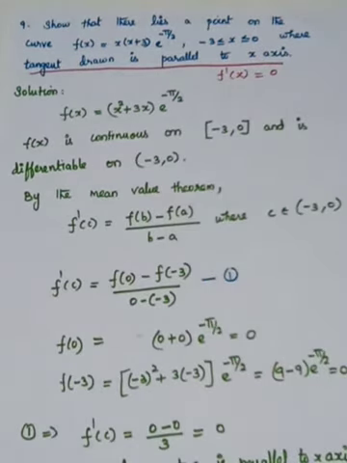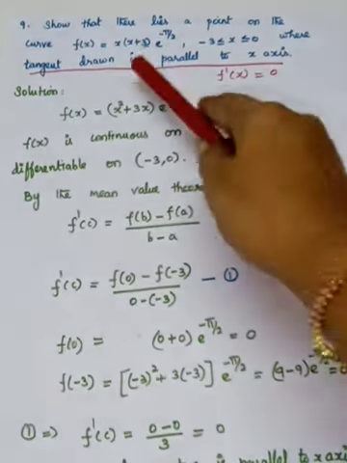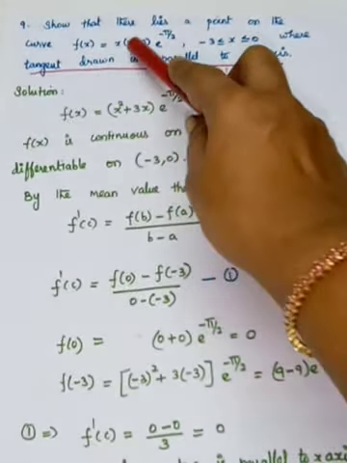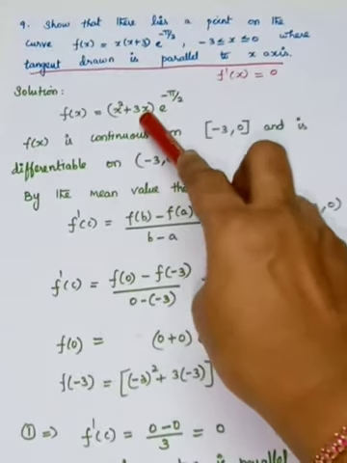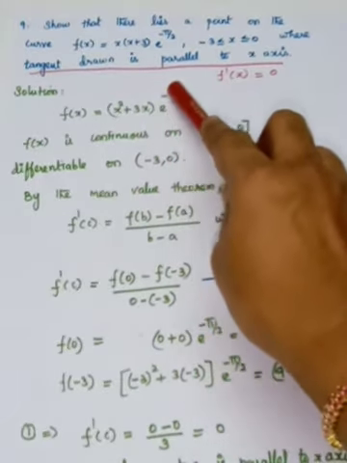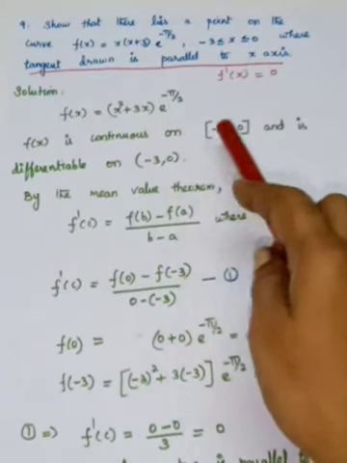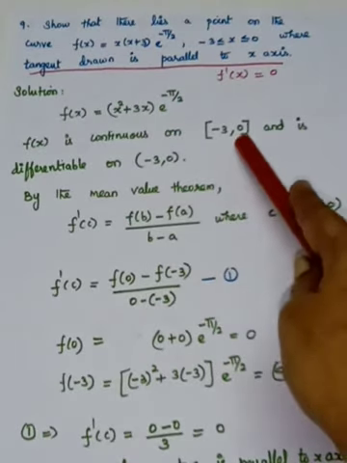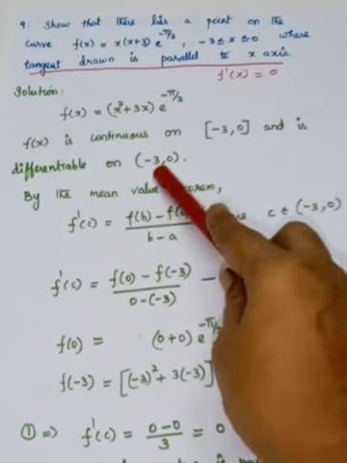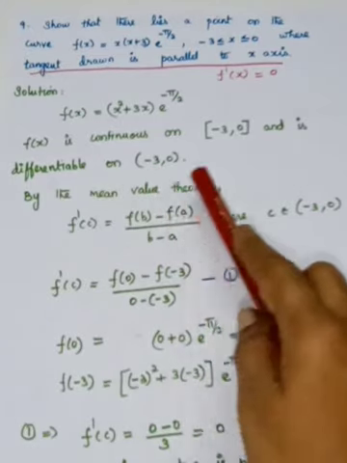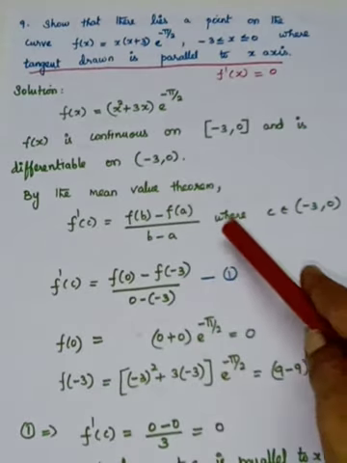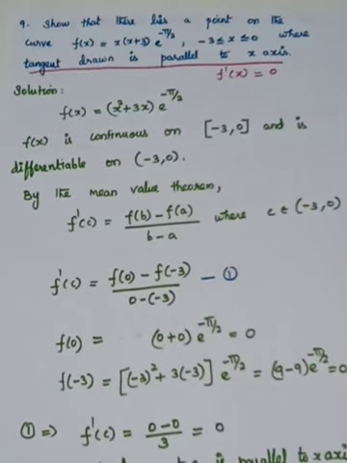Okay, so see now, first we consider f of x. Here I just multiplied: x into x plus 3 e power minus pi by 2. x into x is x squared, x into 3 is 3x. So f of x is x squared plus 3x times e power minus pi by 2. This function is continuous on the closed interval minus 3 comma 0, and it is differentiable on the open interval minus 3 comma 0. By the mean value theorem, f dash of c is equal to f of b minus f of a divided by b minus a, where c belongs to the open interval minus 3 comma 0.